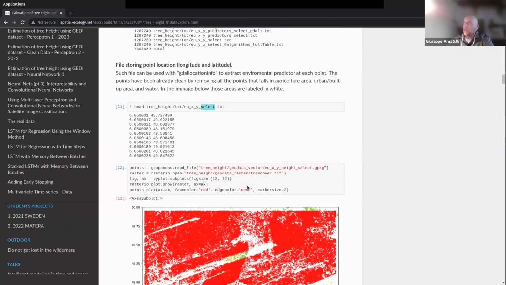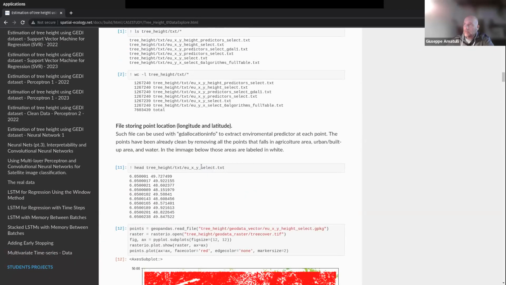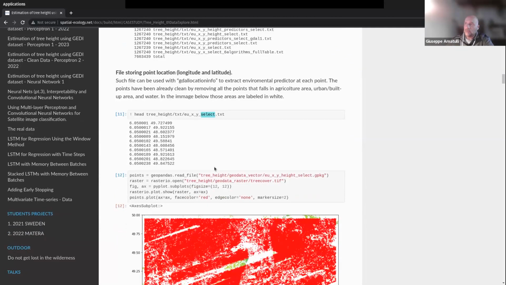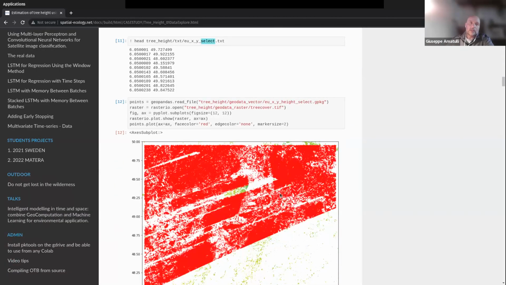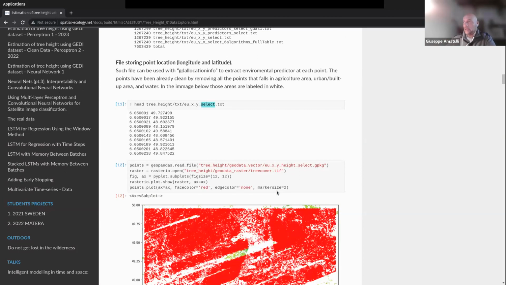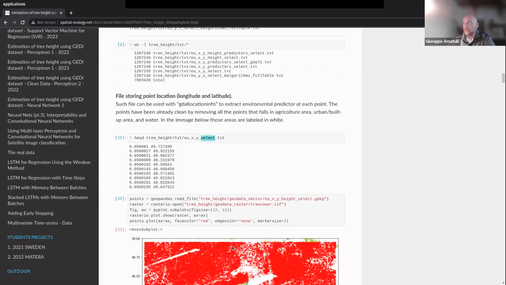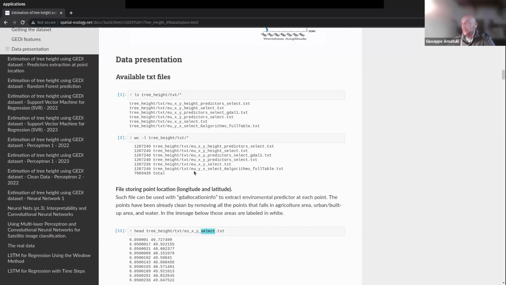Okay. And this one is due to that this was selected over here. And how did I do it? Of course, for example, with the GDAL location info, I can retrieve information on whether it's forest or non-forest, and then I can remove whatever is non-forest. So I maintain only the ones that are captured in the forest.